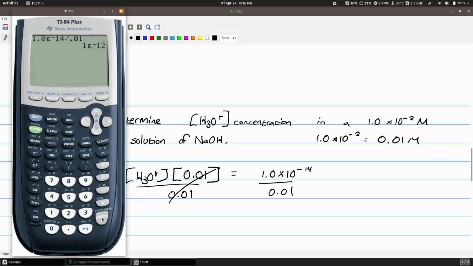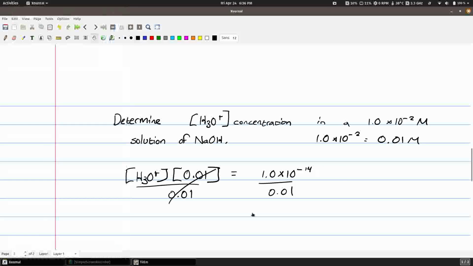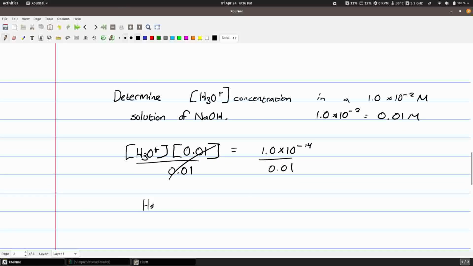So your answer for H3O plus is 1.0 times 10 to the negative 12, not 2. And that would be your concentration.